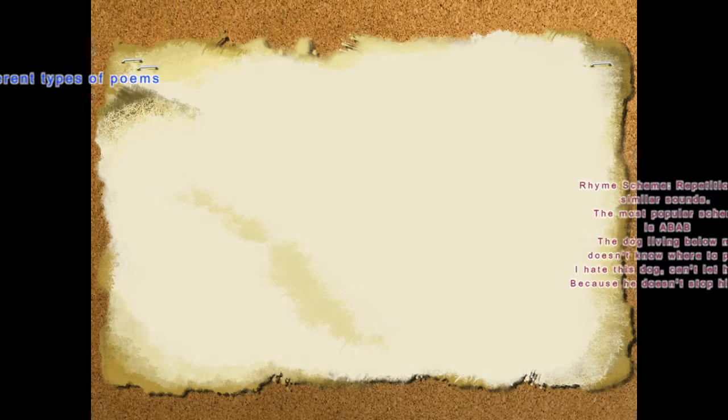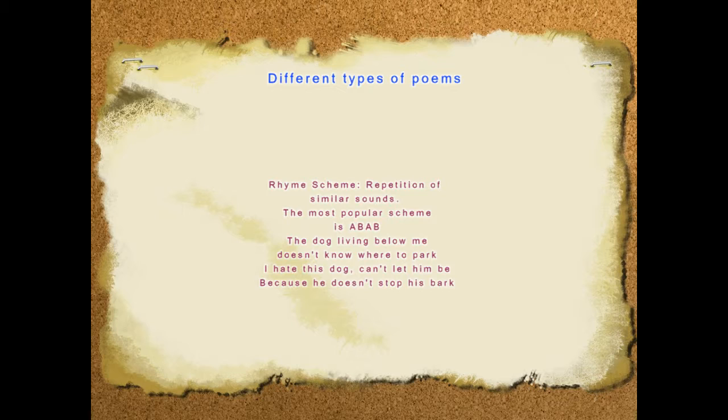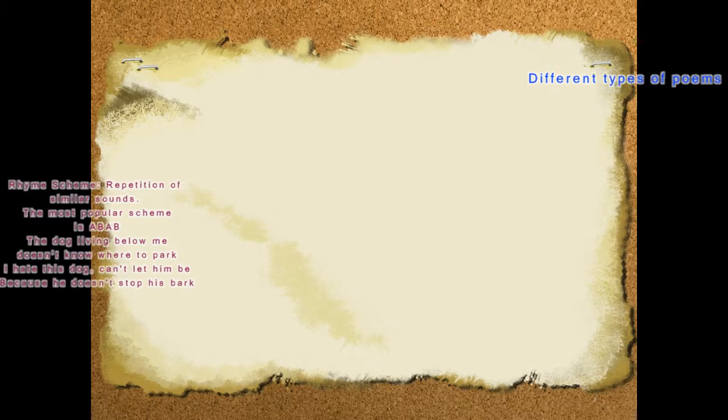Okay, so let's talk about rhyme scheme. We know rhyming is the repetition of similar sounds, but the scheme is the way it's worded in the poem. So let's look at the lines. Line 1 is A, line 2 is B, and so on. The dog living below me doesn't know where to park. I hate this dog, can't let him be because he doesn't stop his bark. Me and B rhyme, park and bark rhyme. So that is the rhyme scheme right there.